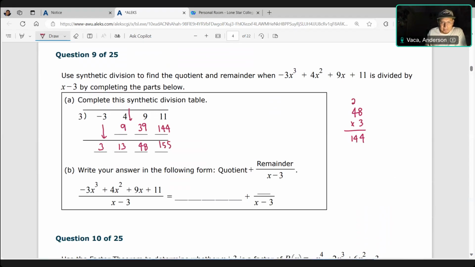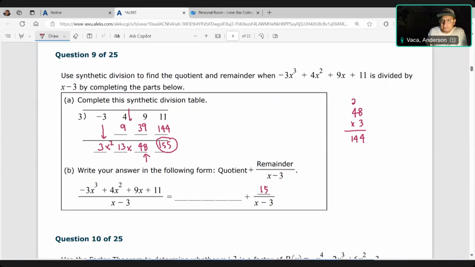And so the answer here, this is the remainder. That's what goes here. This is the constant. This is the coefficient of x. And this is the coefficient of x squared. Okay. All right. So we have 3x squared plus 13x plus 48 plus 15 over x minus 3.